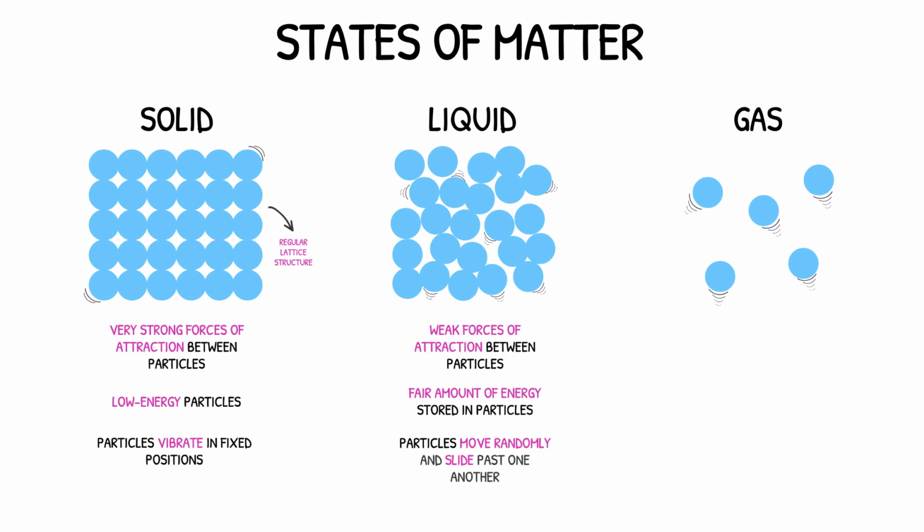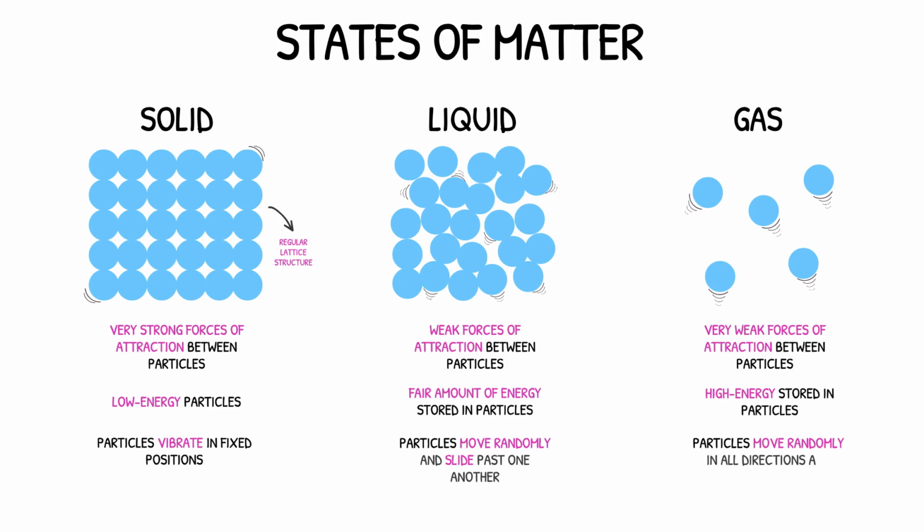In a gas, the forces of attraction between the particles are very weak. These weaker forces mean the particles in a gas are far more spread out than those in liquids and solids. As well as having weaker forces, the particles in a gas are storing a lot of energy, and this explains why the particles in a gas are moving fast in random directions and constantly colliding into one another.